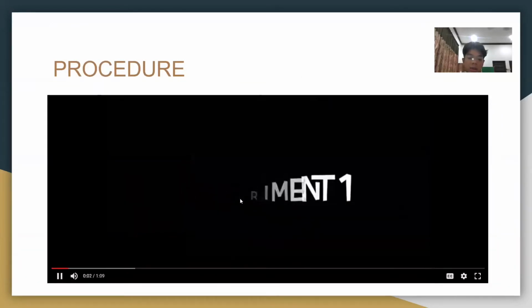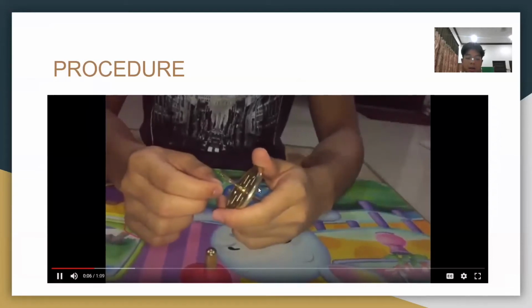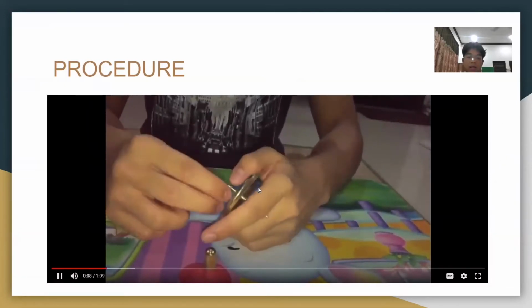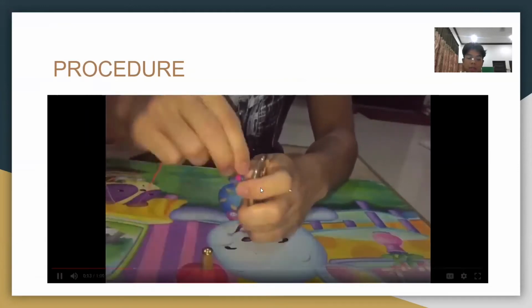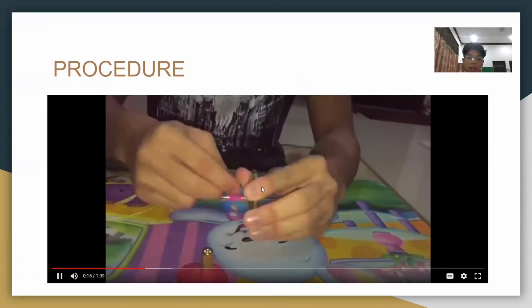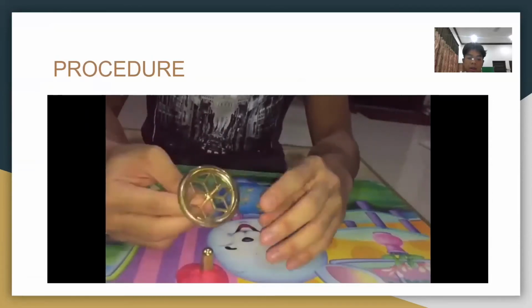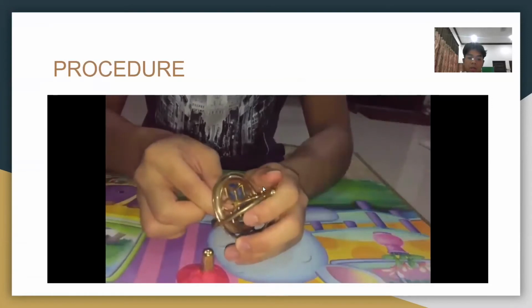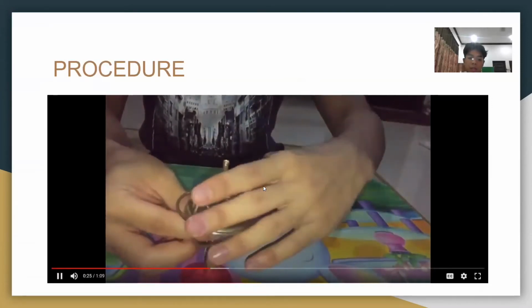This is experiment 1. In this experiment, we manipulate the number of turns with a fixed angle of 90 degrees. After that, we insert the gyro toy inside its frame and put it in the base.